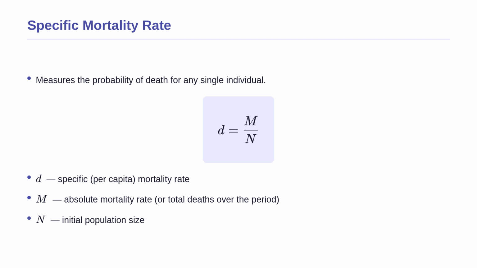We find it by taking the absolute mortality, or total deaths, M, and dividing it by the initial population size, N. This is crucial because losing 100 individuals is a minor event for a massive population, but an absolute disaster for a tiny one. If specific mortality d increases, it means the environment is becoming more hostile.